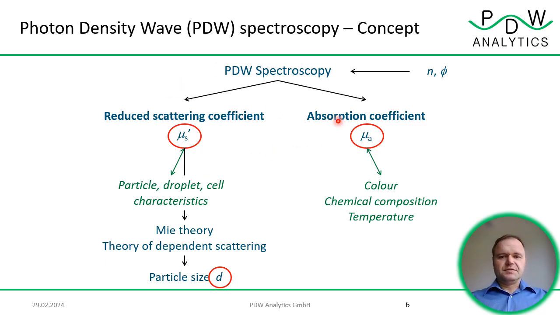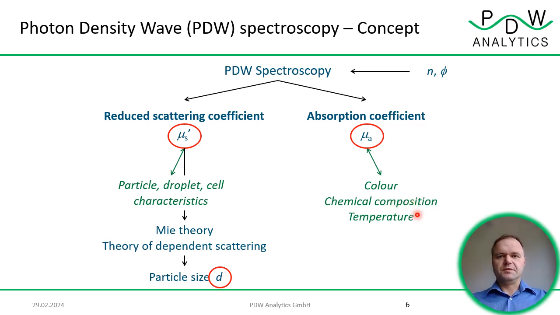And here is a very brief concept. This is how it works. By PDW spectroscopy, we obtain the so-called reduced scattering coefficient, μs'. This coefficient is representing the characteristics of particles, cells, or droplets. And at the same time, but independent, we obtain the absorption coefficient, μa, which is a characteristic of the color or chemical composition, or sometimes the temperature of the system.